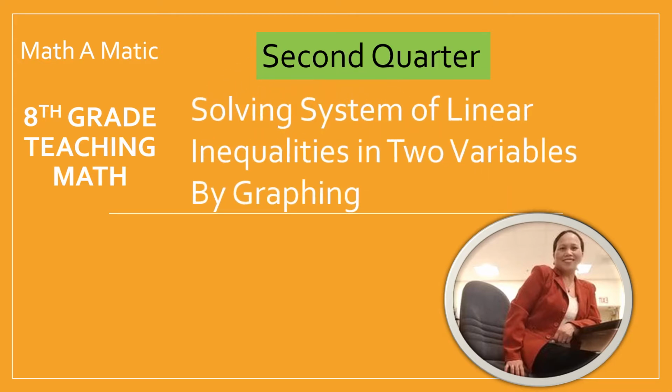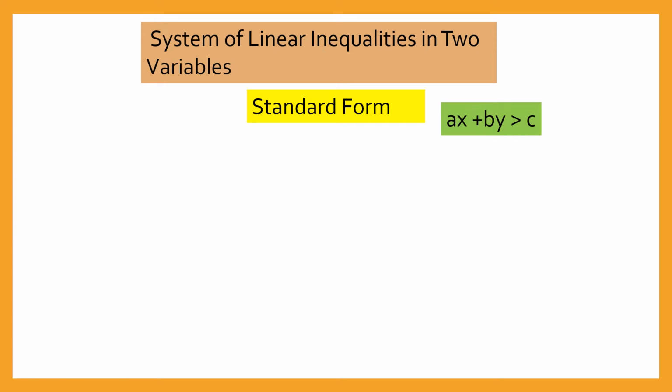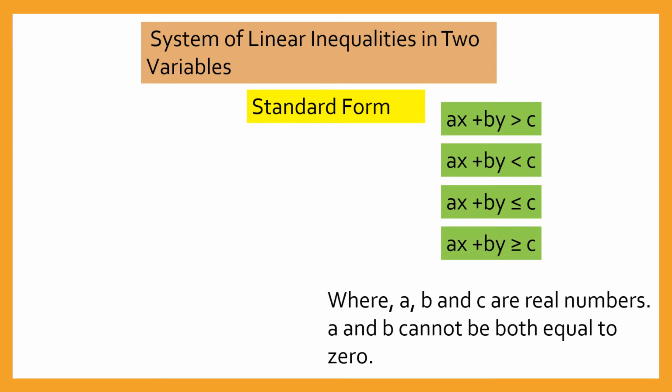So this video is about solving system of linear inequalities in two variables by graphing. The linear inequalities in two variables can be written in the following forms. They are what we call standard form. Ax plus by is greater than c. Ax plus by is less than c. Ax plus by is less than or equal to c. And ax plus by is greater than or equal to c. Wherein a, b, and c are real numbers. A and b cannot be both equal to 0.